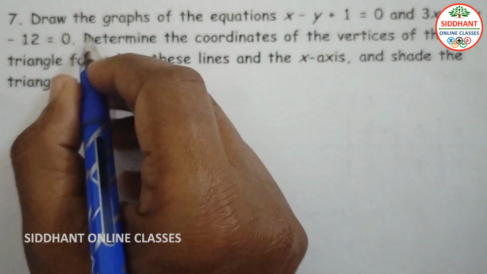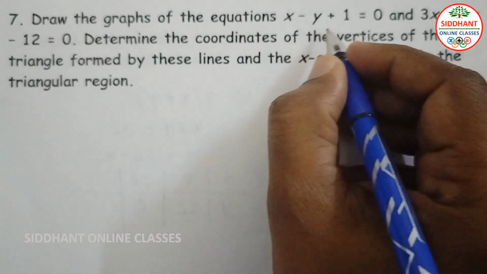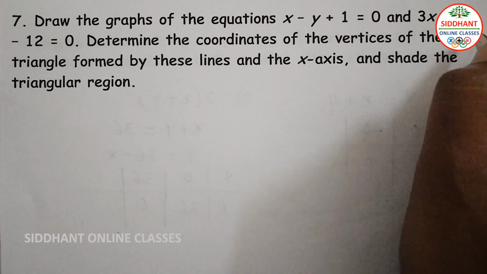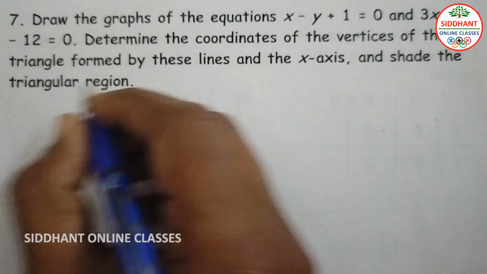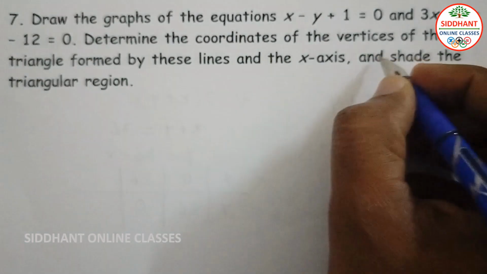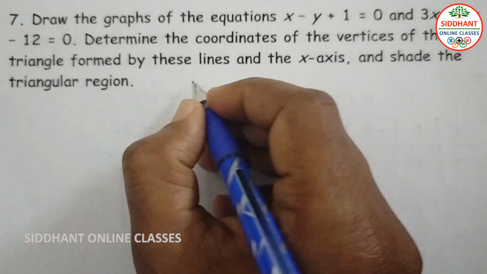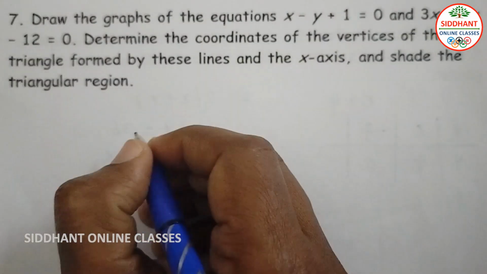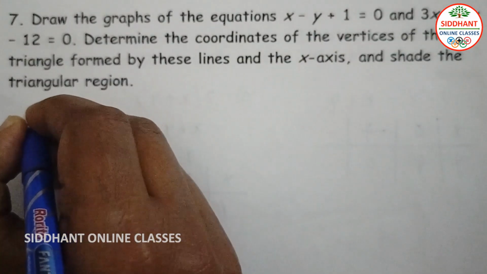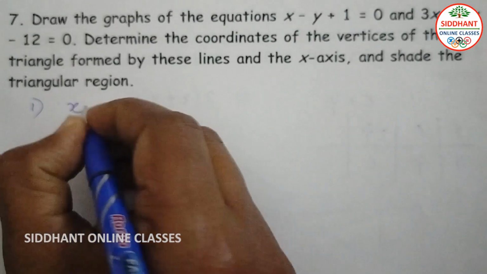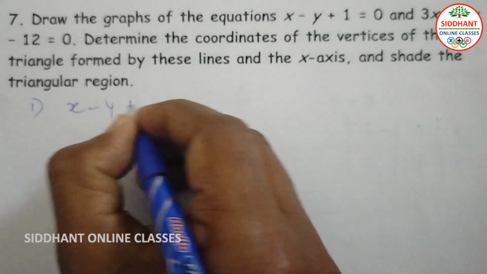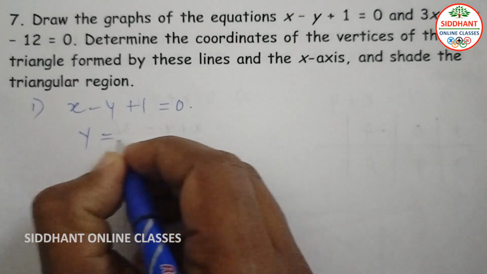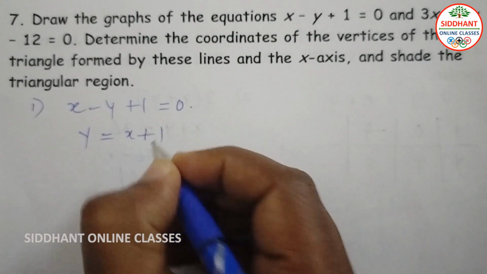Question number 7. Draw the graphs of equations x minus y plus 1 equal to 0 and 3x plus 2y minus 12 equal to 0. Determine the coordinates of vertices of the triangle formed by these lines and the x-axis and shade the triangular region. So here the first equation is x minus y plus 1 equal to 0. That means y equal to x plus 1.